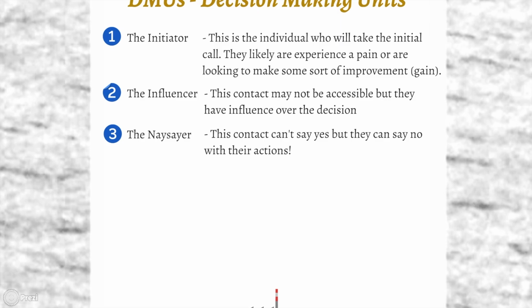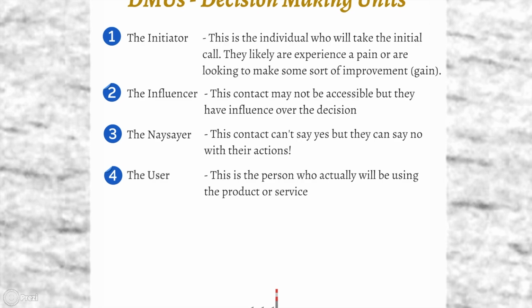The naysayer is also the person that's real quiet in a meeting. Maybe they have a favorite person that you are trying to remove, or maybe there's even a personal relationship that they may have with the other supplier that you're competing against.